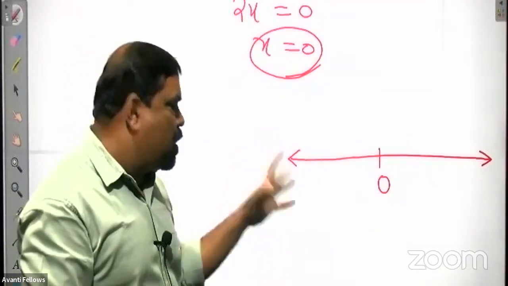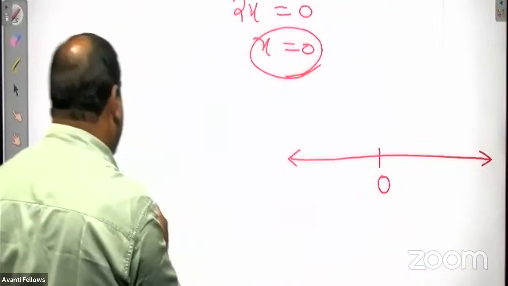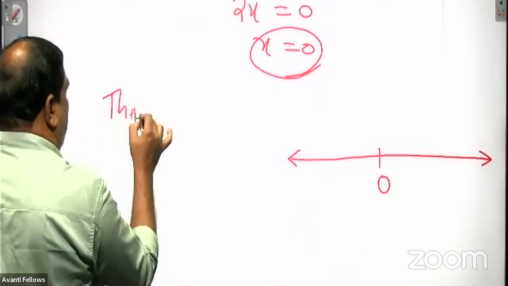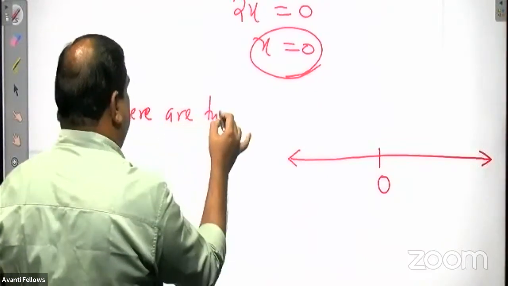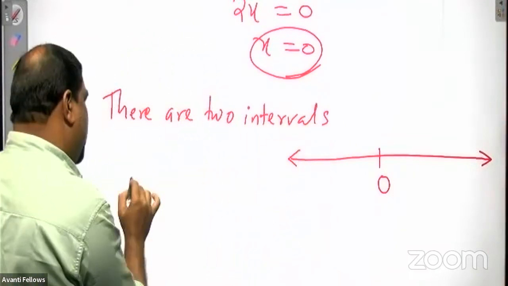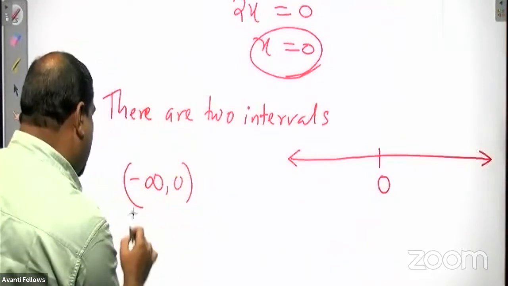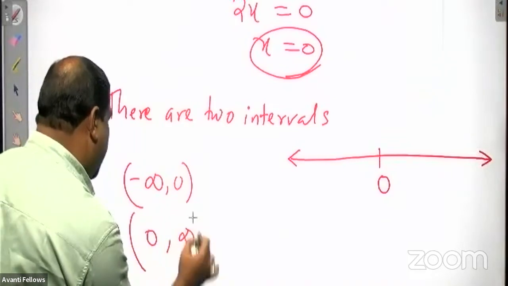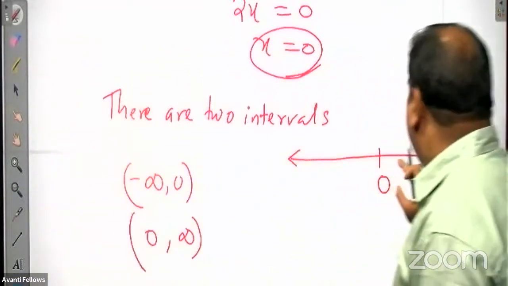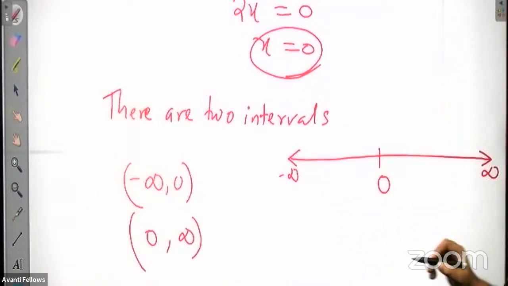So now I am going to check the intervals. There are two intervals. The first one is minus infinity to 0, and the second one is 0 to infinity. Clear? 0 breaks the domain into two parts: minus infinity to 0 and 0 to infinity.